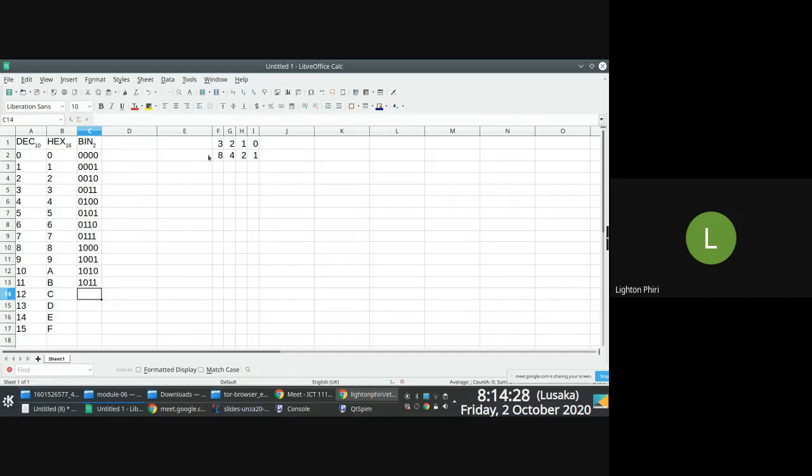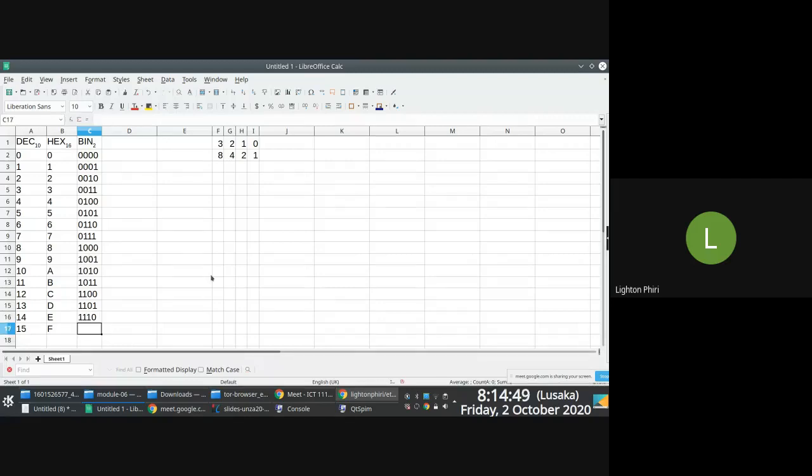And then for us to get a 12, it's 8 plus 4, yeah? So that's 1, 1, 0, 0, right? For us to get a 13, it's 12 plus 1, so meaning that the bit representation we're working with is 1, 1, 0, 1, right? For us to get a 14, it's 12 plus 2, so the bit representation is 1, 1, 1, 0, right?